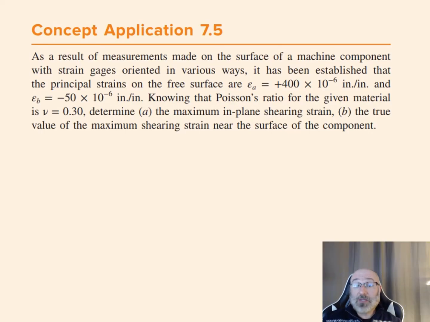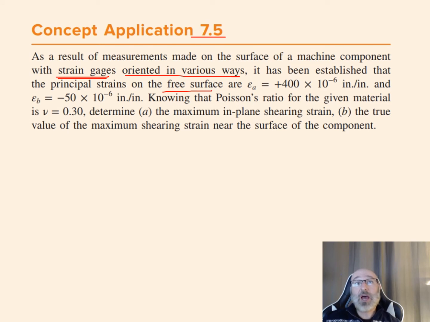So now let's apply some of this theory, concepts, and governing equations to a practical problem. Let's take a look at concept application 7.5. Within this problem, they tell us that as a result of measurements made on the surface of a machine component using strain gauges, so we're physically measuring these with strain gauges that are oriented in a variety of ways.